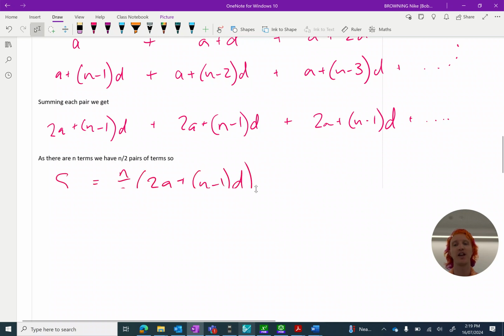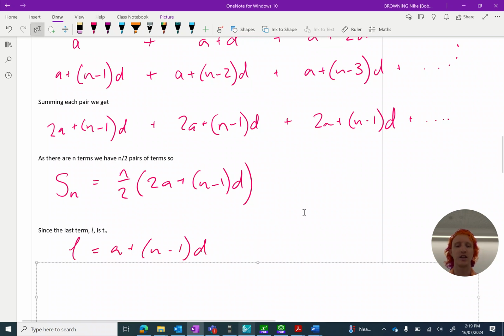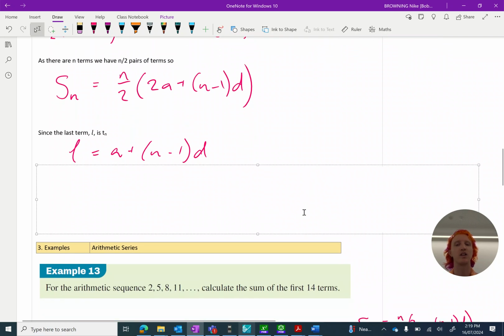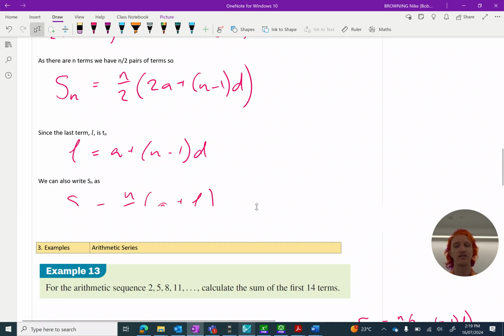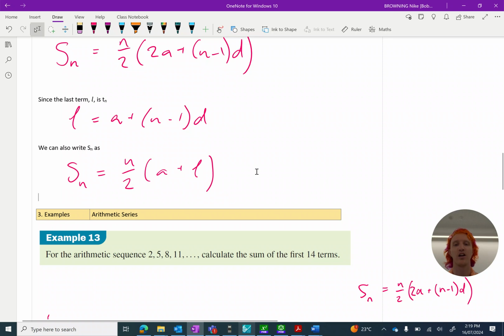If there are n terms, we have n over 2 pairs. So our series equals n over 2 times (2a plus (n minus 1)d). The last term, L, is t_n, which is a plus (n minus 1)d. So we could also write this series as n on 2 times (a, the first term, plus L, the last term). So those two different equations are what we'll be utilizing in our problems today.